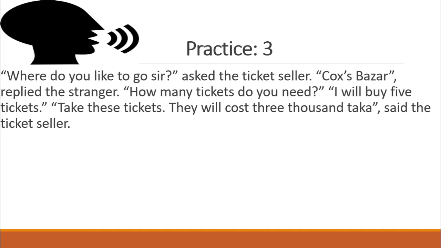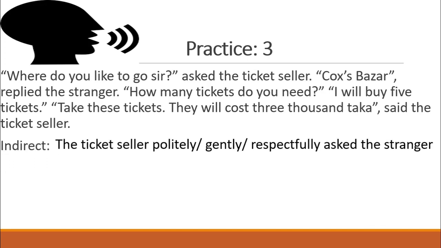Where do you like to go, sir? Asked the ticket seller. Cox's Bazar, replied the stranger. How many tickets do you need? I will buy 5 tickets. Take these tickets. They will cost 3,000 taka, said the ticket seller. Let's convert this sentence into indirect speech.